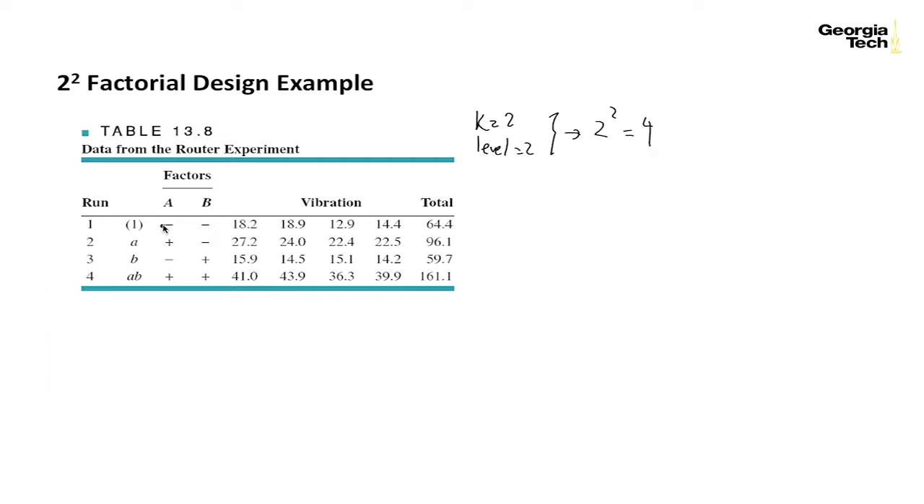And as you can see, there are 4 combinations. In this example, n, which is the replication, is 4, and in total we need to perform 16 experiments. As you can see, there are 16 numbers here in this table.